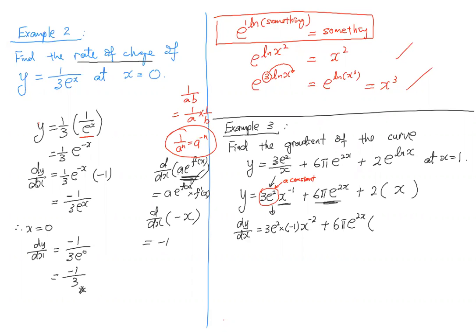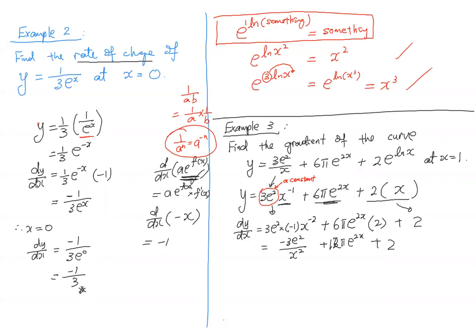Next, 2 times 2, times 2. Plus, what is the derivative for this one? 2. That's it. So you just be sure which one to use. So this will be -3e squared over x squared plus 12 pi e to the power 2x plus 2.